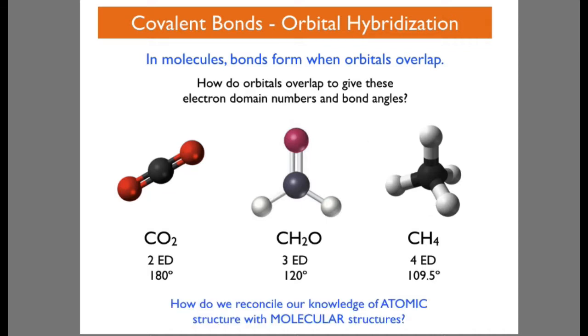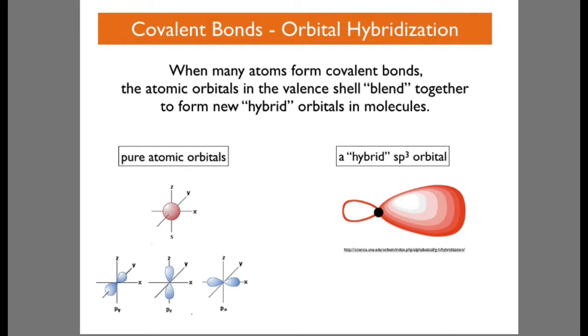How do we reconcile our knowledge of atomic structure with molecular structures? They don't seem to fit together too well. So let's have a look. When many atoms form covalent bonds, the atomic orbitals in the valence shell blend together to form new hybrid orbitals in molecules. Here you've got the pure atomic orbitals: this is an s orbital, here are the p orbitals, and over here we have a hybrid, an sp3 orbital. You see how it has a small lobe here and a large lobe here, and a central point there.